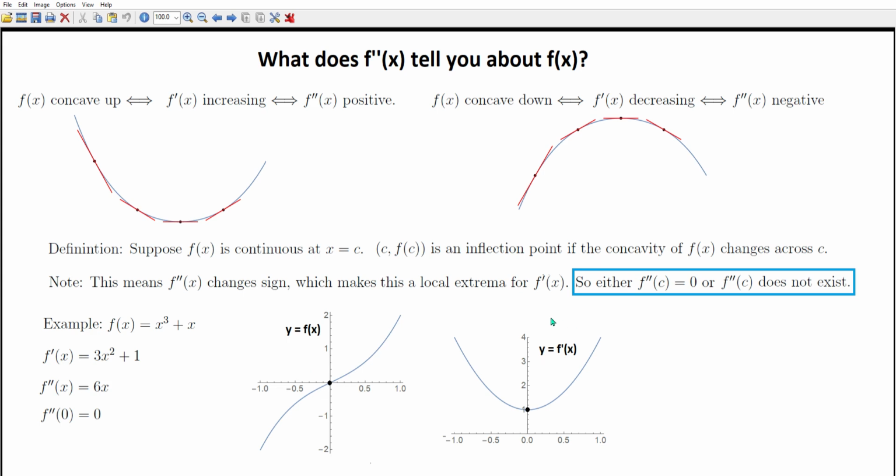This is y equals f prime of x. And what you can see is the location of the inflection point is exactly a local minimum for the first derivative.